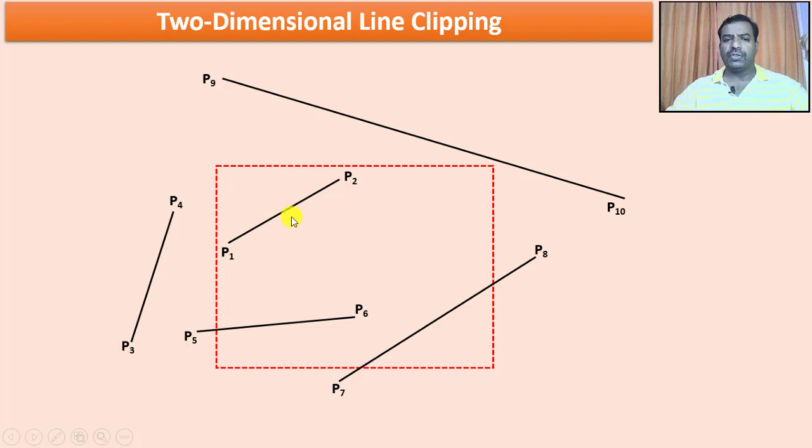So the line 1, which is going to be the point 1 and the point 2, and one more line, the P3 and the P4, and similarly I'm going to have these 5 lines using the 10 points. And whatever red dashed lines you are seeing, we're going to call this the clip area or the clip region. That means whatever object or lines or part of the lines is going to be inside this area should be displayed and should be visible, and whatever part of the line or the whole line which is going to be outside this region will be clipped off. Hence we are not supposed to display this.